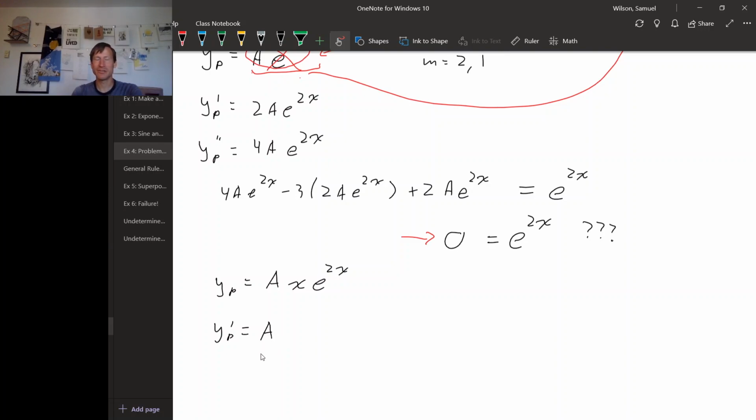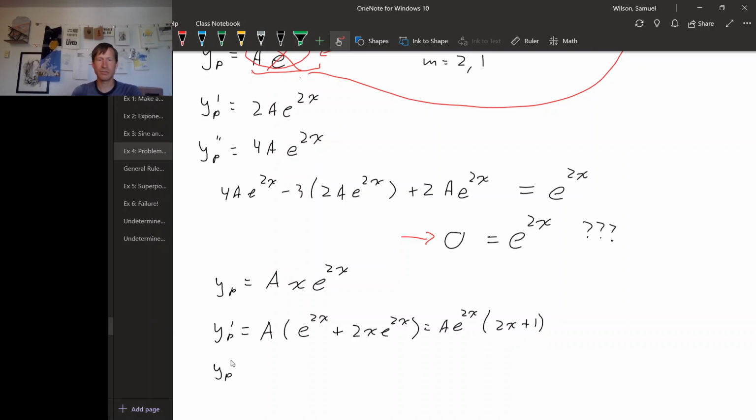So derivative here is, so I'm just moving this constant outside the derivative. So now we have to do the product rule. So e to the 2x plus 2x e to the 2x. And let's factor out the e to the 2x. So that's a e to the 2x times 2x plus 1.